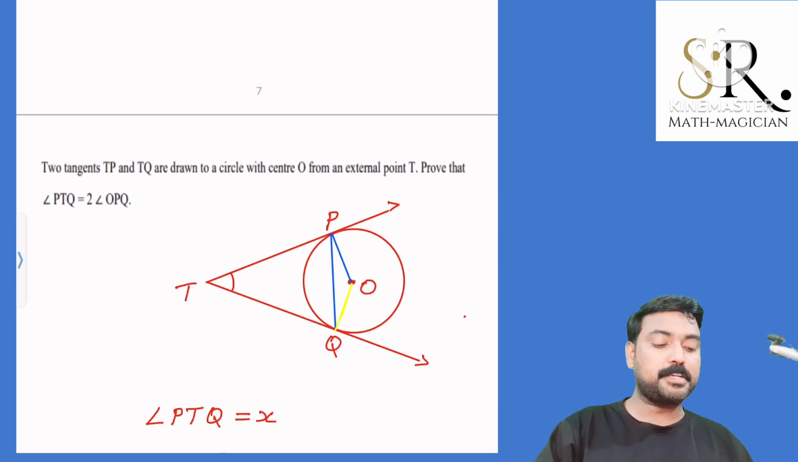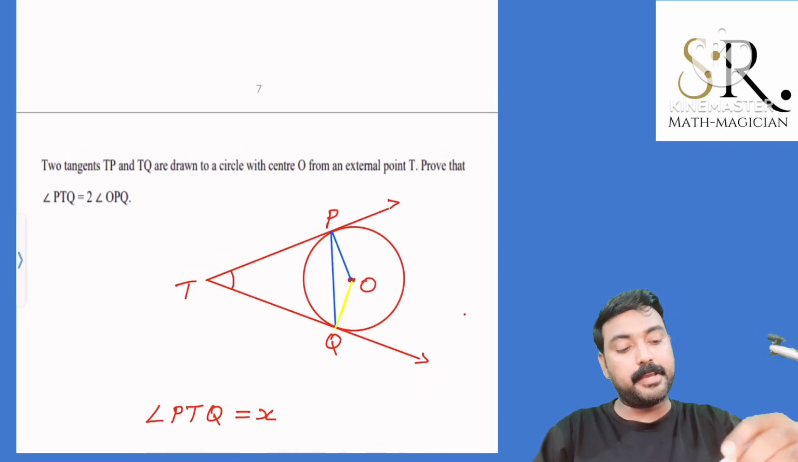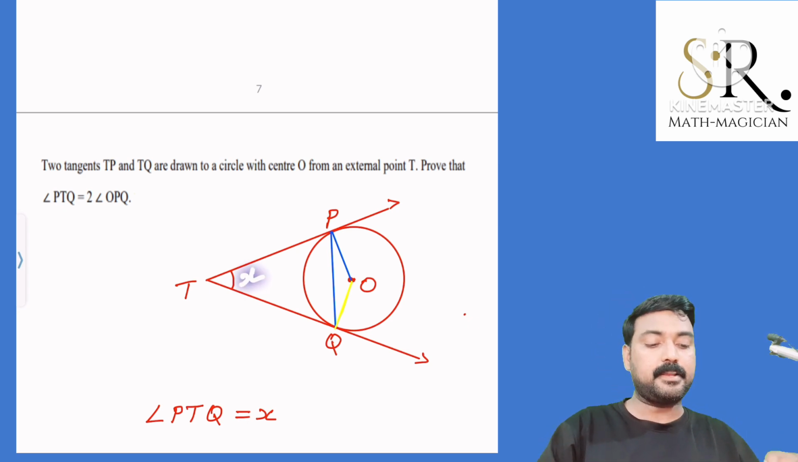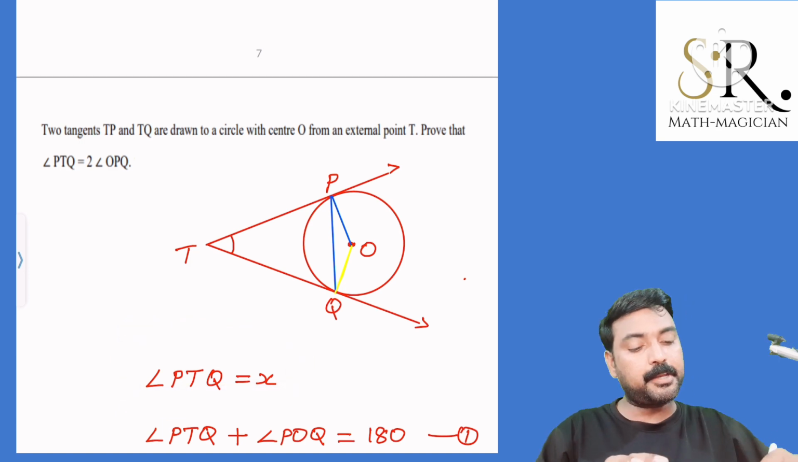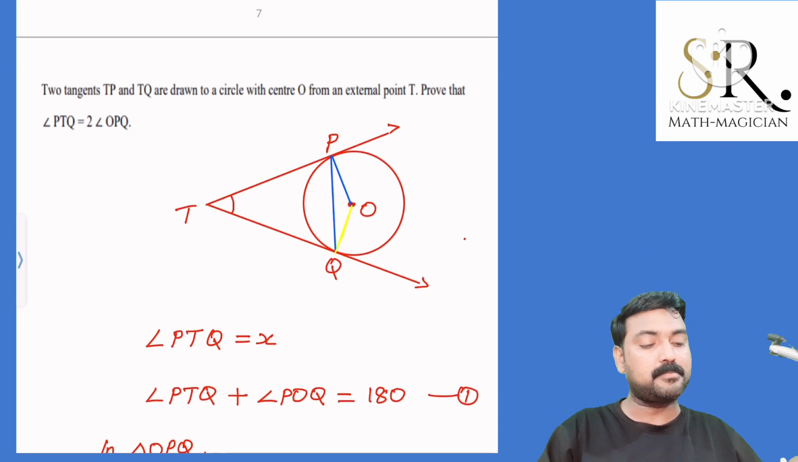So I am going to write that here. Before that, I am giving the name X to this angle at T. Then angle PTQ is X. So this PTQ and this angle, when we add them, we get 180 degrees. That is equation number 1.